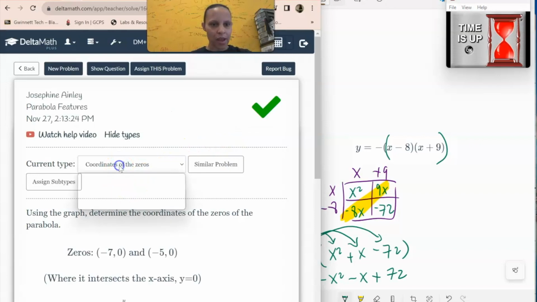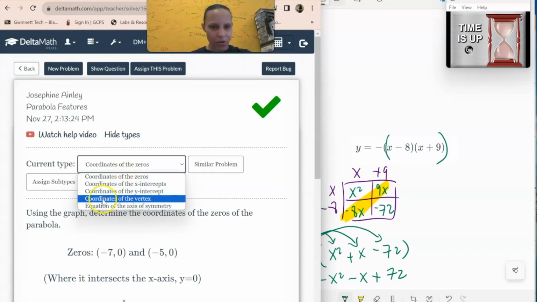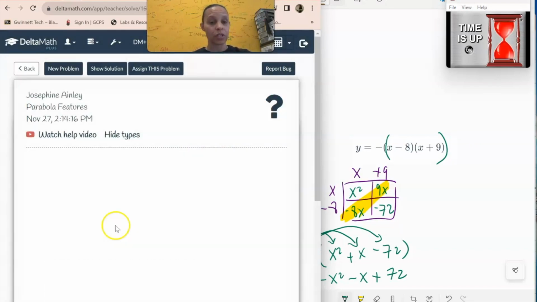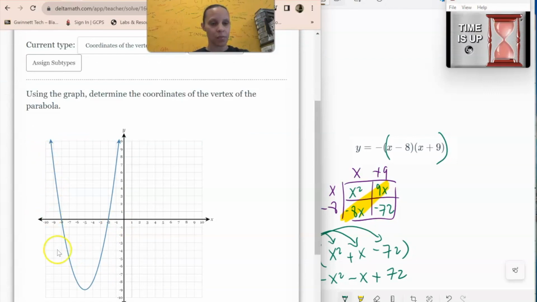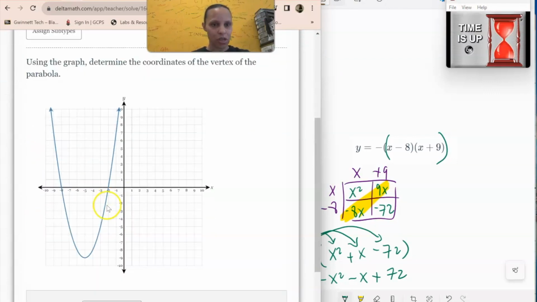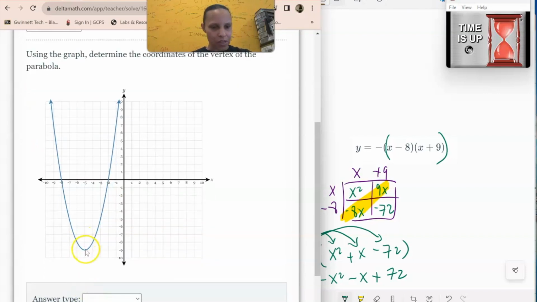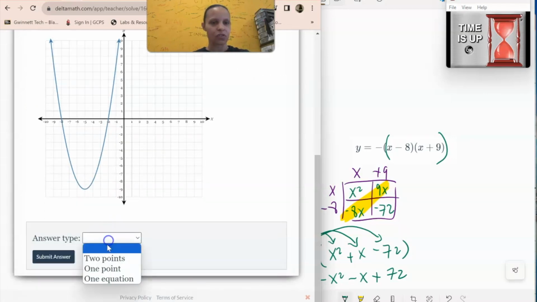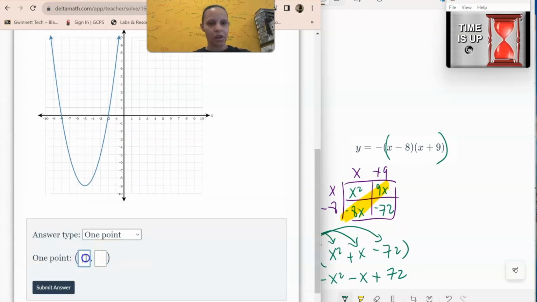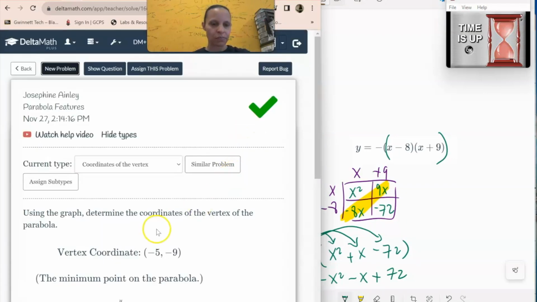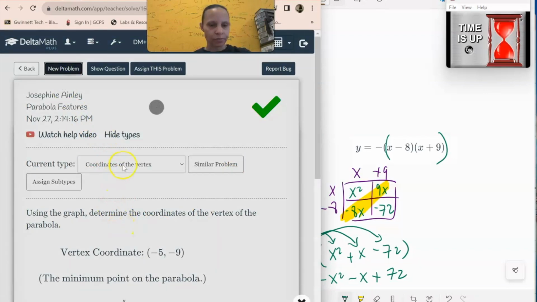All right, so we've done y-intercepts, x-intercepts, zeros. Let's do vertex. So what is the vertex? The vertex is where the minimum or maximum occurs. So that point is right here, in this case, right here. So what is this in terms of x and y? It's -5 and -9. So the vertex is 1 point, which is -5 and -9. So this is just knowing your definition of what a vertex is. All right, let's do another one.